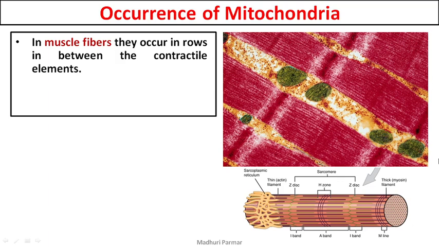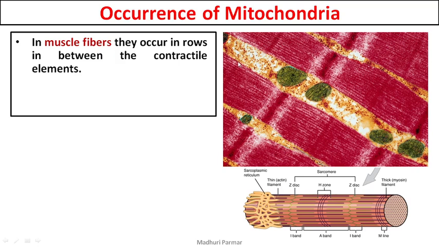In muscle fibers, they occur in rows between the contractile elements. This is the histological, or microscopic, photograph of a muscle cell, and that too a striated muscle. Striated muscle, skeletal muscle, voluntary muscle, everything is one and the same. In this actual photograph you can see the muscle fibers, and in between the muscle fibers, the green colored ones are your mitochondria.